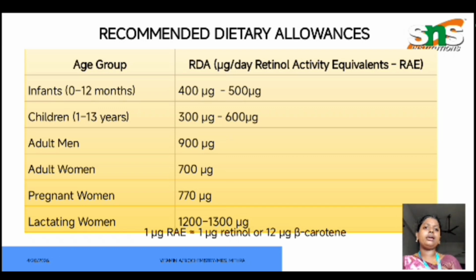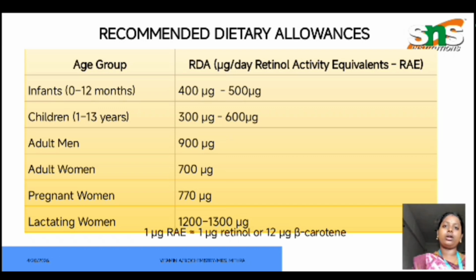Coming to the recommended dietary allowances, the intake of vitamin A differs with age. For infants, 0 to 12 months, the intake is 400 to 500 mg of retinol in the form of vitamin A, and 1 mg of retinol activity is equal to 1 mg of retinol or 12 mg of beta carotene.